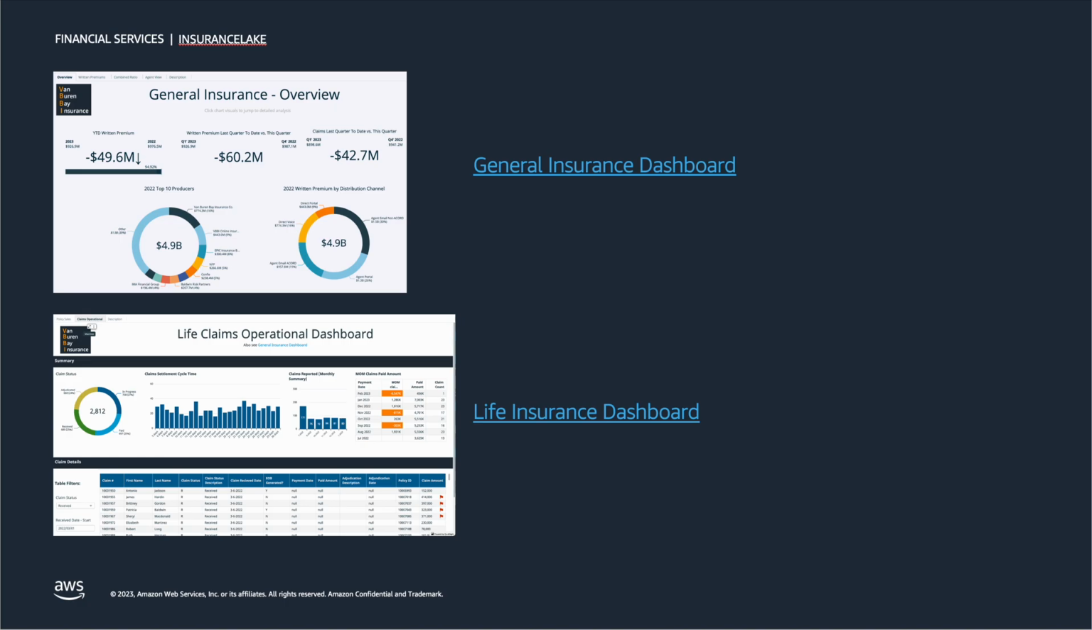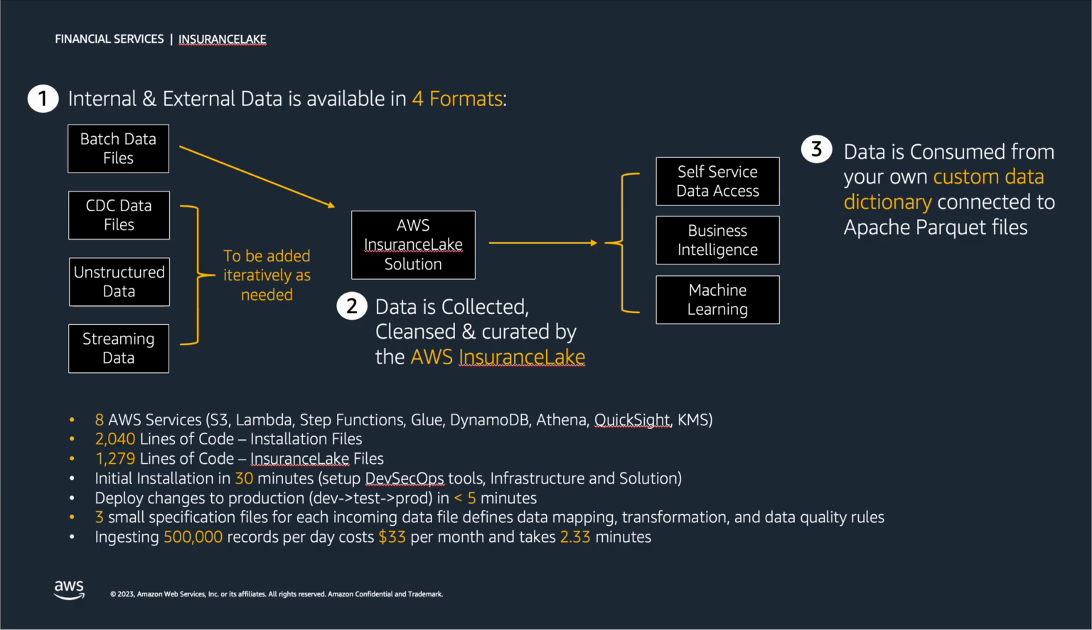So InsuranceLake, with the dashboards, with the synthetic data, does this. You start, as indicated, number one in the top left, with four different types of data formats. Our synthetic data is in batch data file formats. Other file formats that can be added in the future as needed is change data capture data files from your core policy, billing, CRM systems, for example. When records are inserted, updated, or deleted, the transaction logs, as they're called, of those systems can be monitored, and small files with the insert, update, or delete information can be sent to InsuranceLake.